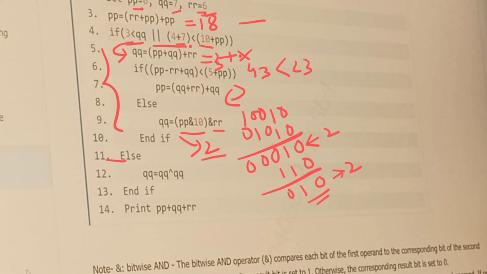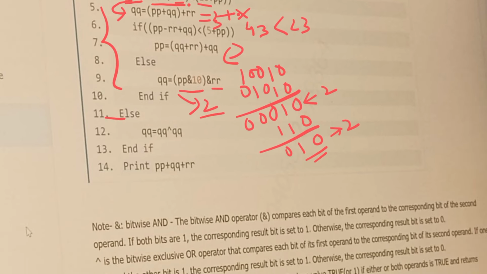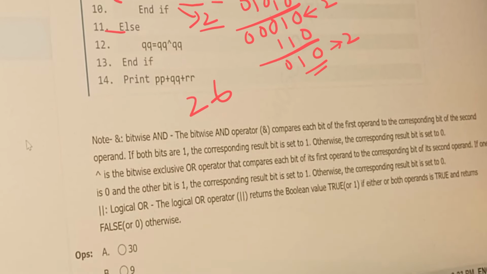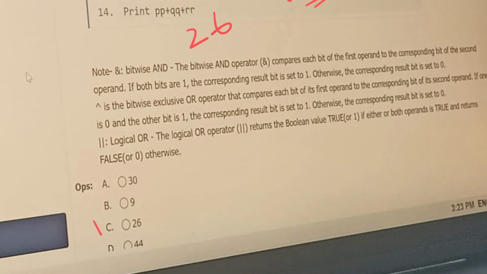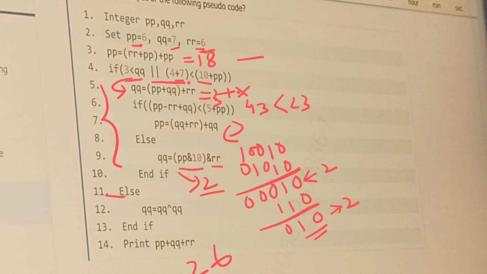So I hope you understood. Let me check if 26 is in the options or not. As you can see, option C will be the correct answer. Let me know how many of you are attentively watching and your answer is right.